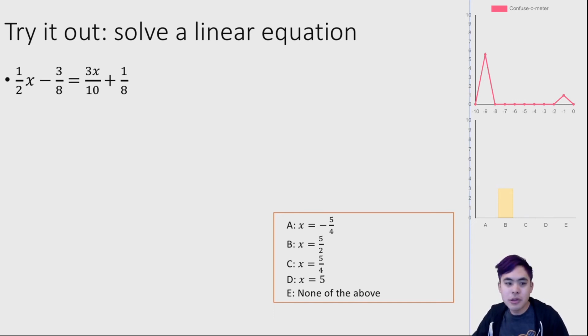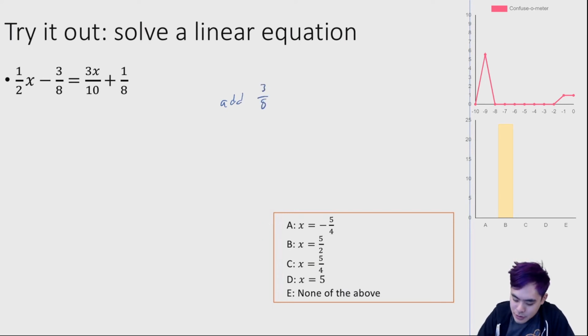Okay, so it looks like people are guessing B. Well, let's work through this slowly. Instead of asking about what property you're using, I'm just going to use the properties, but say what I'm doing to both sides of the equation. So what am I going to do first? The first thing I'm going to do is add 3/8 to both sides.